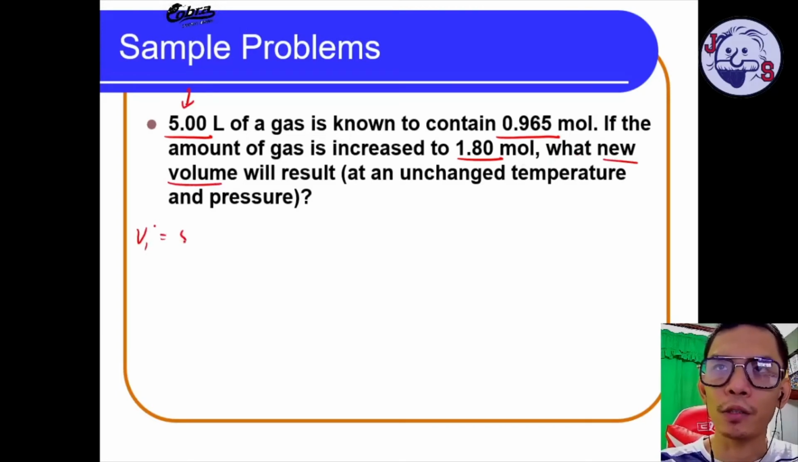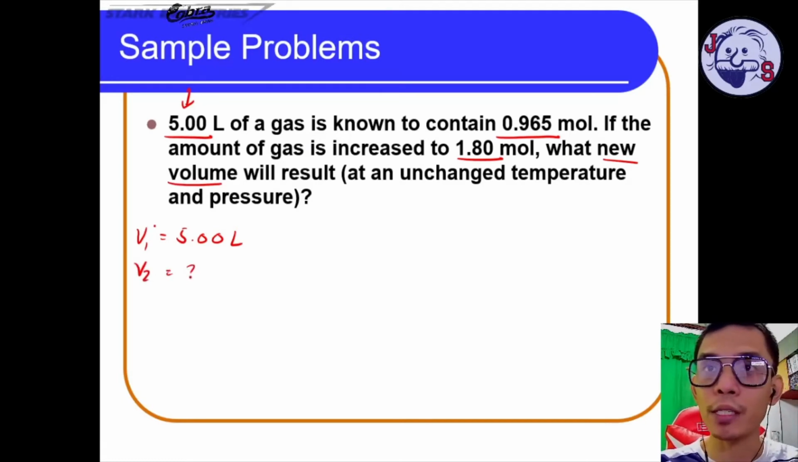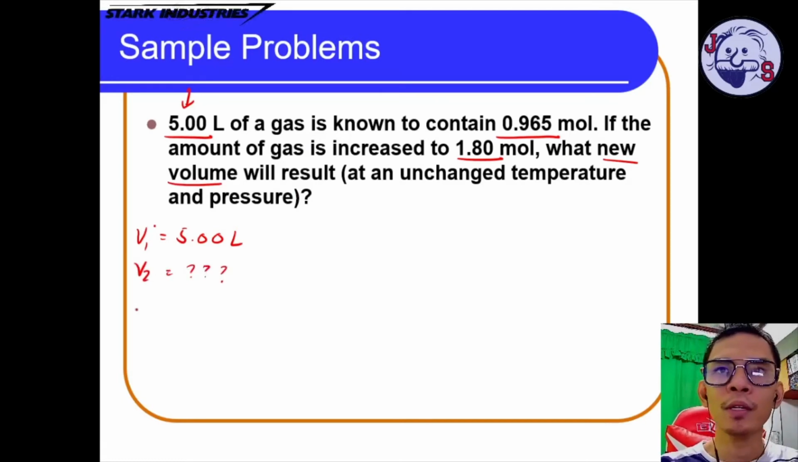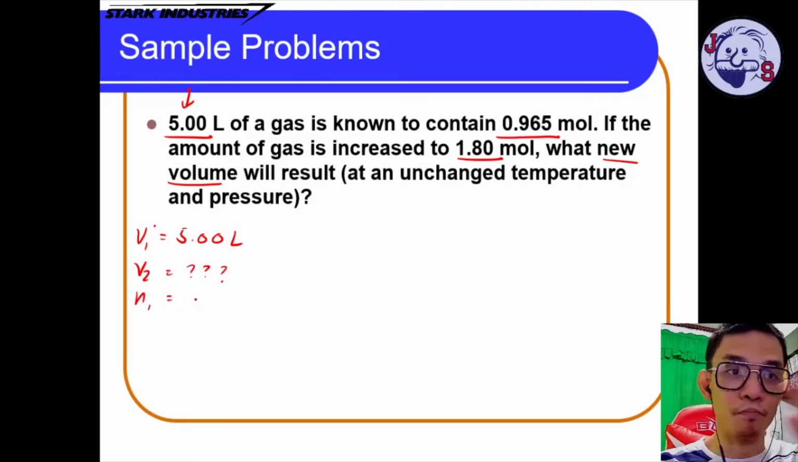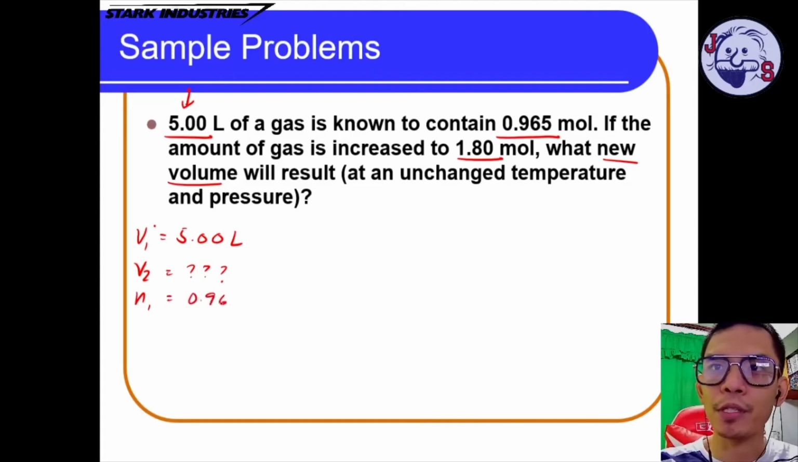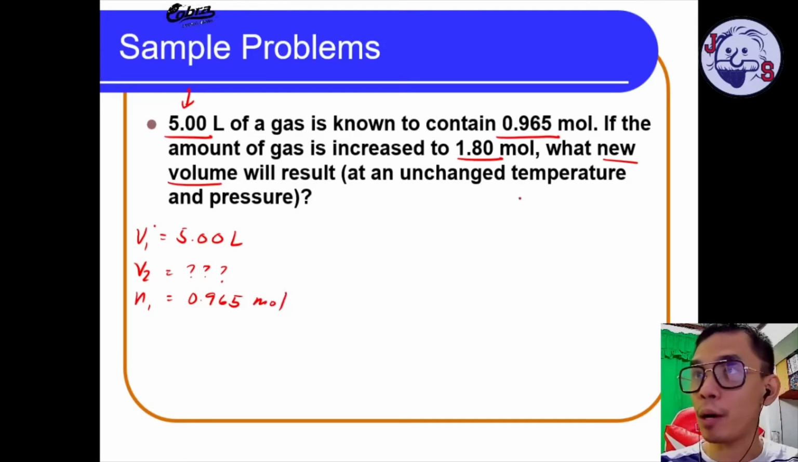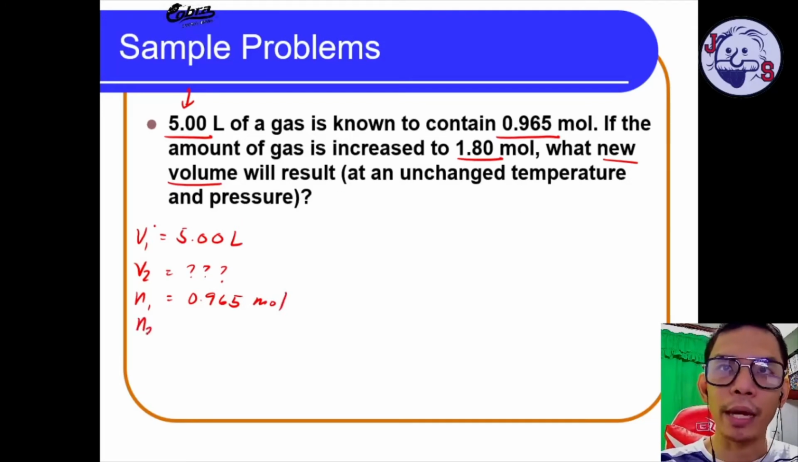Liters. So the final volume, or V sub 2, is missing. Next, we have N1, which is completely associated with V1. So we have 0.965 mole, and we have the 1.80 mole as the N sub 2. So 1.80 mole N sub 2.